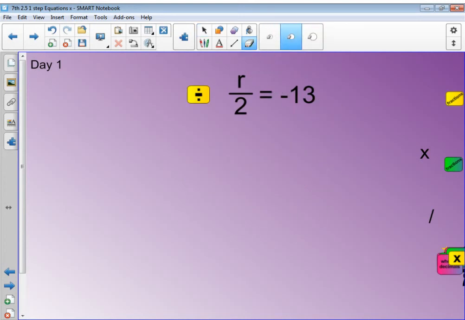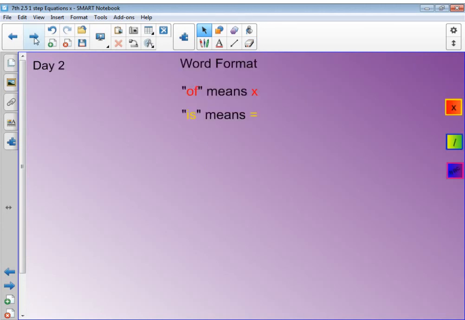Okay, so that's working with equations where they're already in algebraic form. Now we're going to work with some word format.